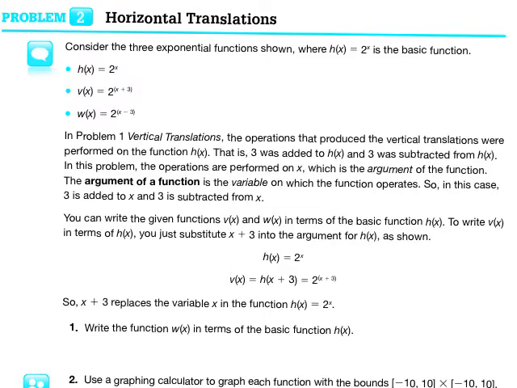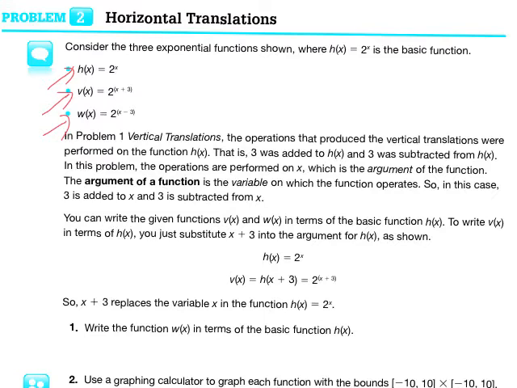Let's begin. Consider these three exponential functions shown. We have h, v, and w. Is it okay if I just call them by their first letter instead of saying h of x? These are our exponential equations. What you should do is type these three equations into your Desmos. Go ahead and do that right now while I pause this.